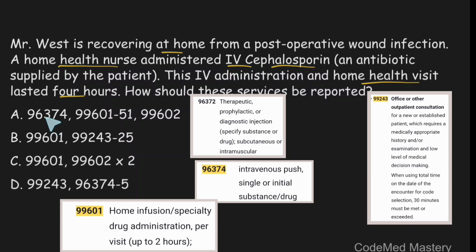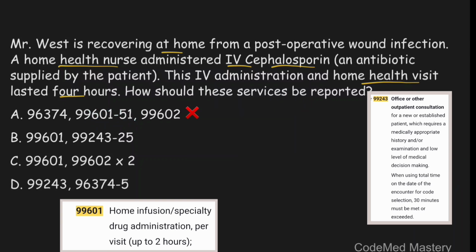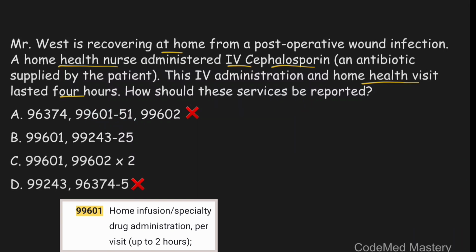By this we can eliminate option A and option D, because if one code is wrong the entire option will be wrong. Since the IV infusion was provided in the patient's home, we cannot code 96374. So eliminate 96374. Therefore, we'll eliminate option A, and option D is for office consultation. That is wrong. So we'll directly eliminate option A and D without thinking much. Now we are left with option B and option C. In option B, they have mentioned the code 99243 again. So that is not the right code. Therefore, option B also will be eliminated. Option C is the right answer.